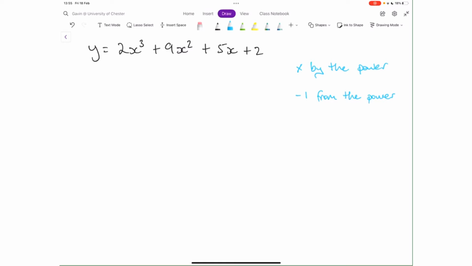So if I attempt to differentiate now, dy by dx, here if I multiply by the power, I've got 2 times 3, which is equal to 6. And I take 1 off the power, here is 3, so that becomes 6x squared. If I then differentiate the next term here, I've got 9 times 2, which gives me 18, and I take 1 off the power, so that becomes 18x.